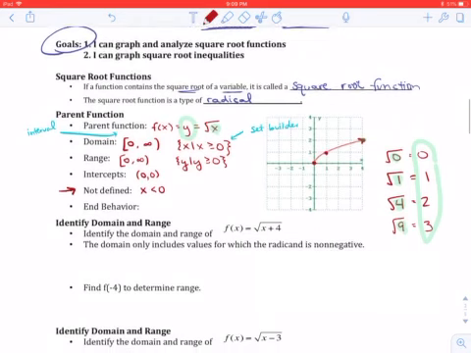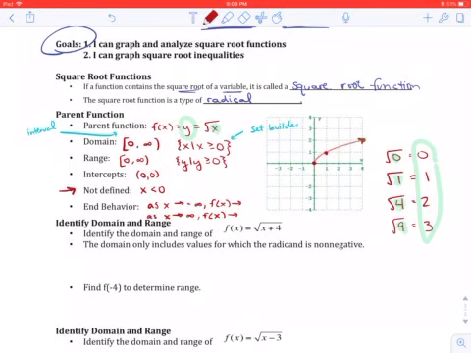And then my end behavior, notice I want to describe the extreme values of x. So I would typically say, as x goes to negative infinity, what happens to y? And as x goes to positive infinity, what happens to y? This is typically what I would discuss for my end behavior.